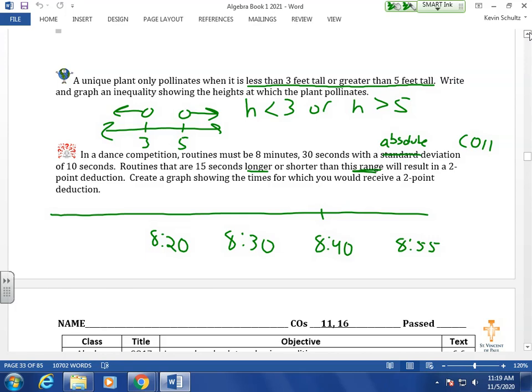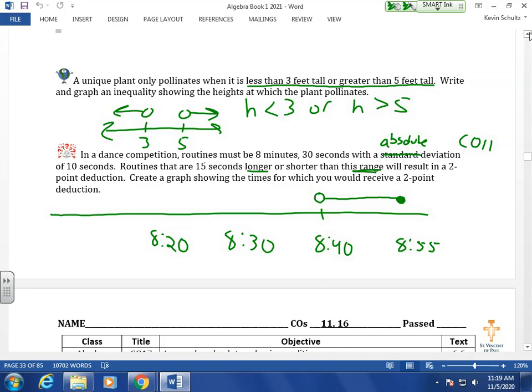What type of circle does longer give us? Open or closed? Is 840 included? Open. Is it the deduction zone or is 840 in the safe zone? It's in the safe zone. Okay. So open circle here, and then up to 15 seconds beyond that, that is going to be your range for losing 2 points on the long end.